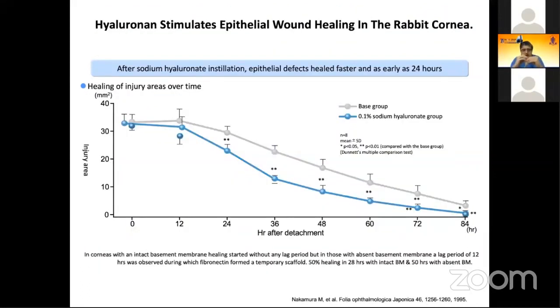Several experimental and clinical studies have also shown us that the healing of corneal epithelial defects is significantly faster when we provide hyaluronic acid based drops to the ocular surface in patients, or in experimental situations, where corneal epithelial defects have been created.